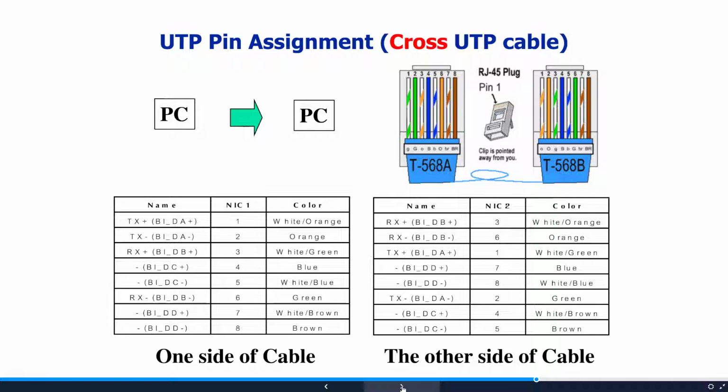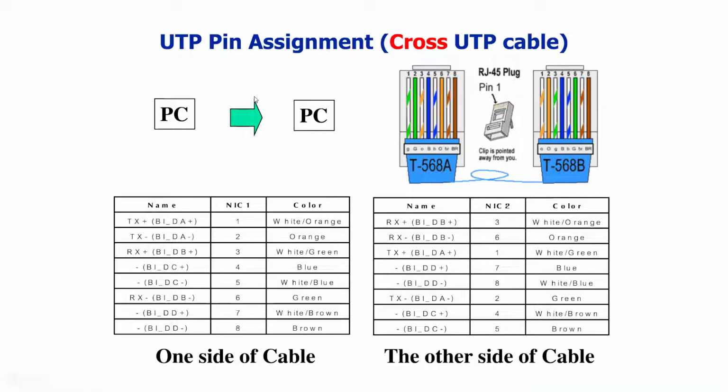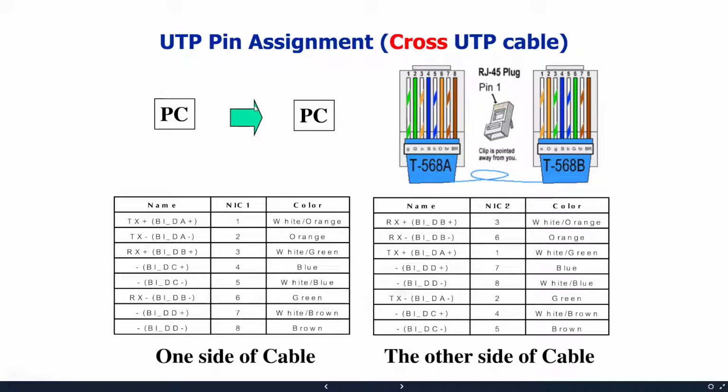And then this is the UTP Pin Assignment for crossover. That's if you connect PC to PC and then you don't use a modem or a switch or a hub in between. You connect from PC to PC. You use the crossover configuration.